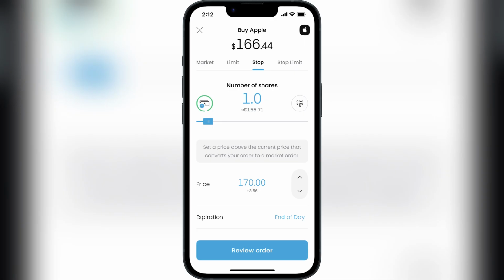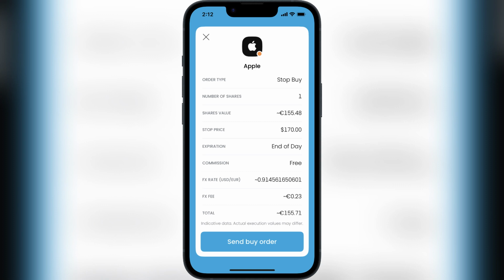Review your order carefully and confirm it, and your buy stop will be active. This is a simple way to enter trades automatically when a stock hits your target level, helping you manage risk and avoid missing opportunities. And that's it. Now you know how to set a stop loss or buy stop order in Trading 212 to protect your trades.